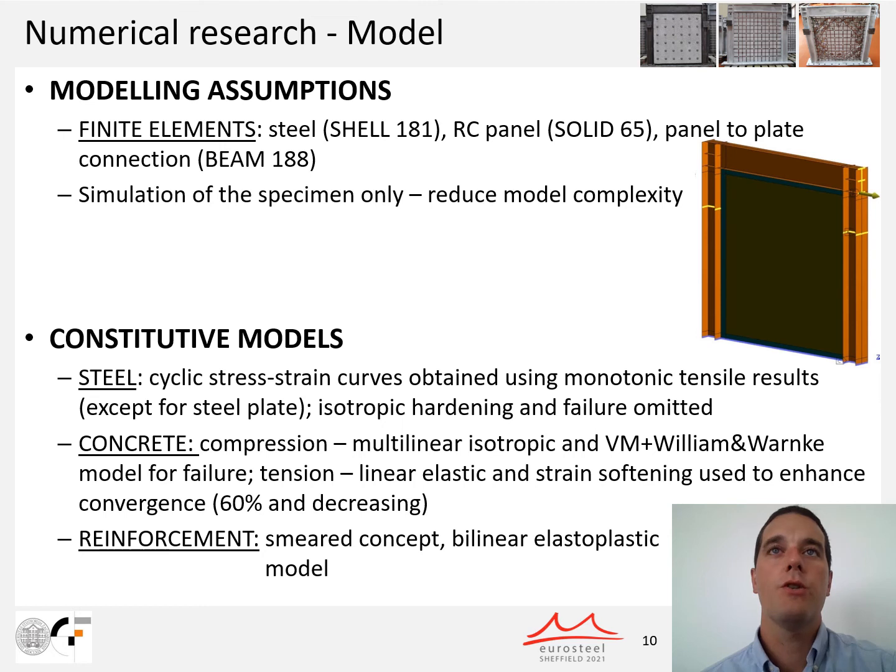Concrete material model in compression before crushing was defined using a multilinear isotropic model. To define concrete failure, this model uses the von Mises yield criterion along with the William and Warnke model. On the other hand, concrete tensile behavior was defined as linear elastic, having a sudden drop in stresses when the failure surface is reached in one of the directions. For easier convergence, strain softening was applied, where after failure, stresses drop to 60% of the tensile strength and afterwards gradually approach zero. Reinforcement steel used a bilinear elastoplastic constitutive model with kinematic hardening.